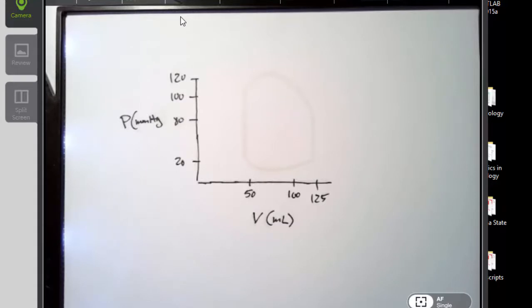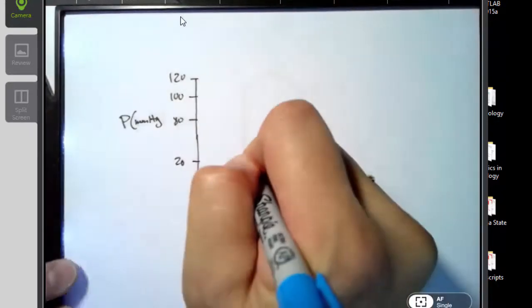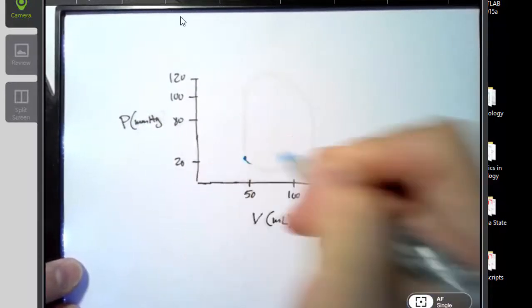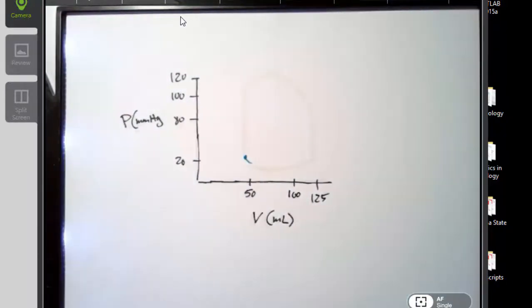I should mention that here. So the left ventricle is relaxed. In other words, it's in a state of diastole. And so we'll start at the beginning of diastole. So the pressure is low. It's about 20 millimeters of mercury. And let's say the volume is about 50 milliliters inside the left ventricle.